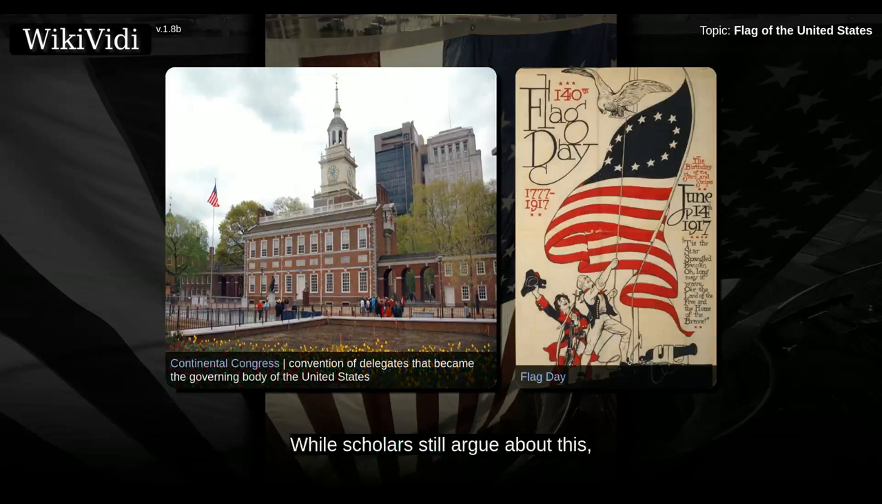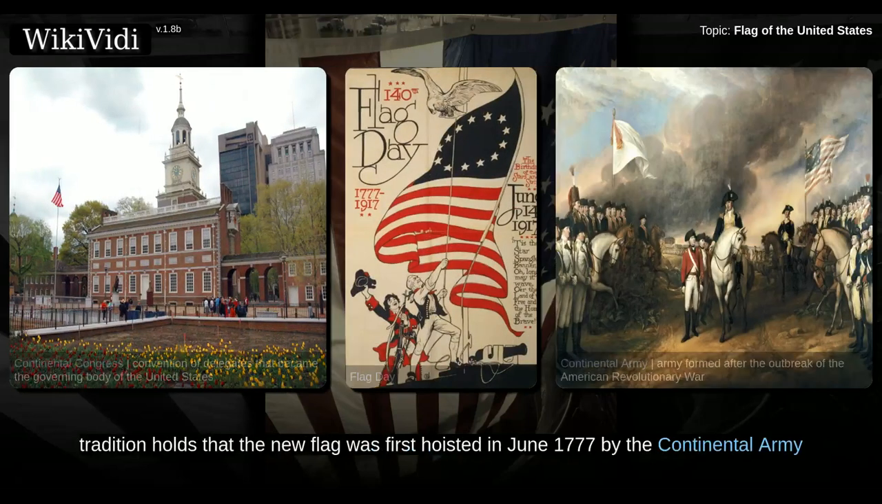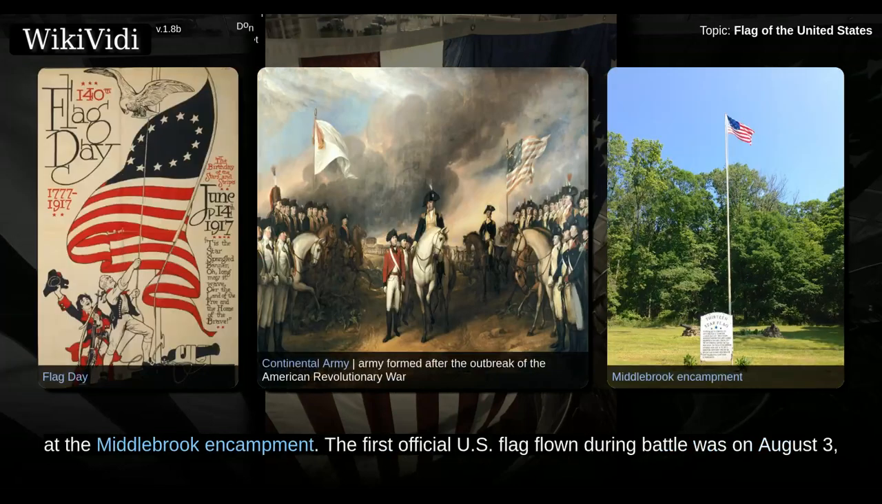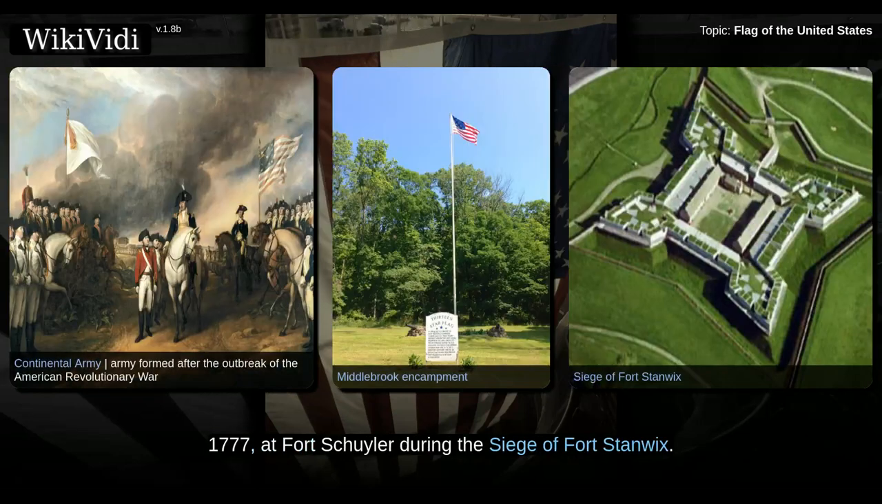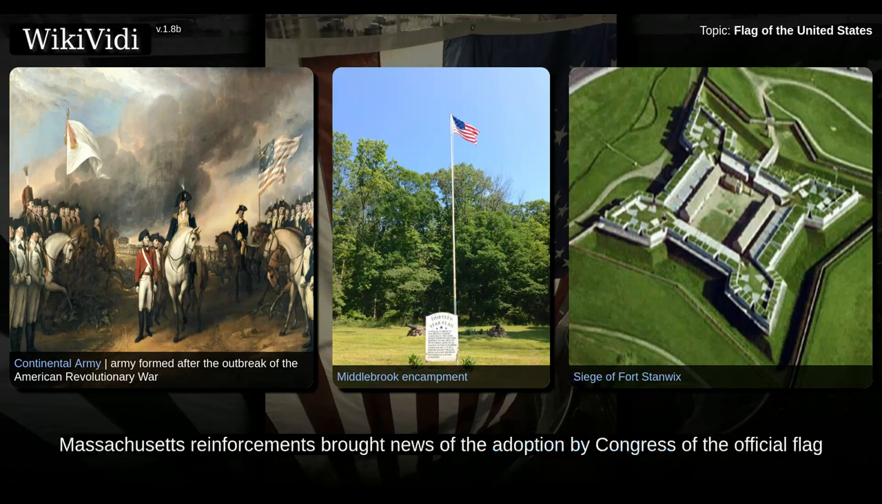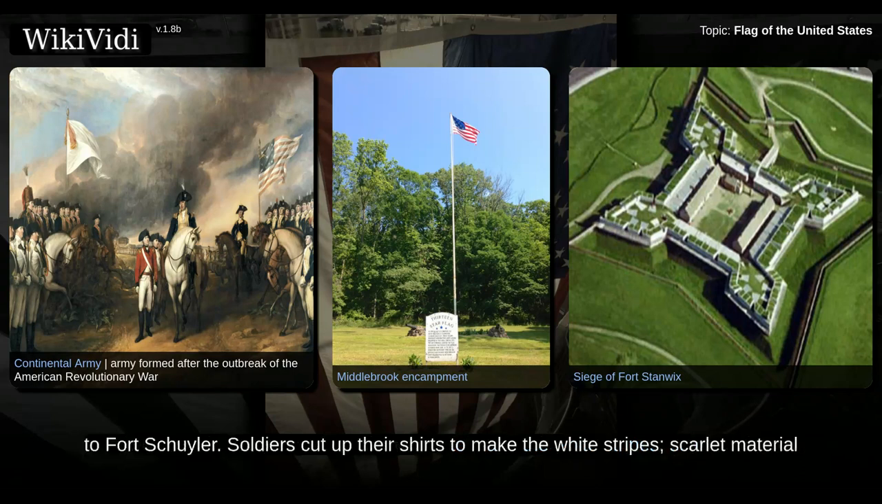While scholars still argue about this, tradition holds that the new flag was first hoisted in June 1777 by the Continental Army at the Middlebrook encampment. The first official U.S. flag flown during battle was on August 3, 1777, at Fort Schuyler during the siege of Fort Stanwix. Massachusetts reinforcements brought news of the adoption by Congress of the official flag, to Fort Schuyler.